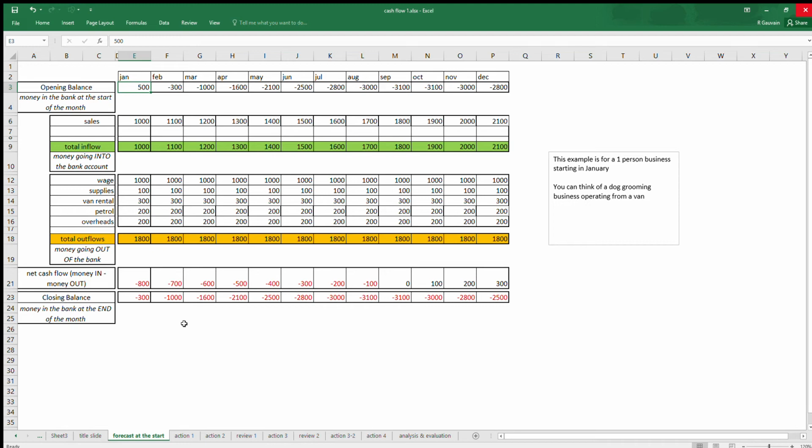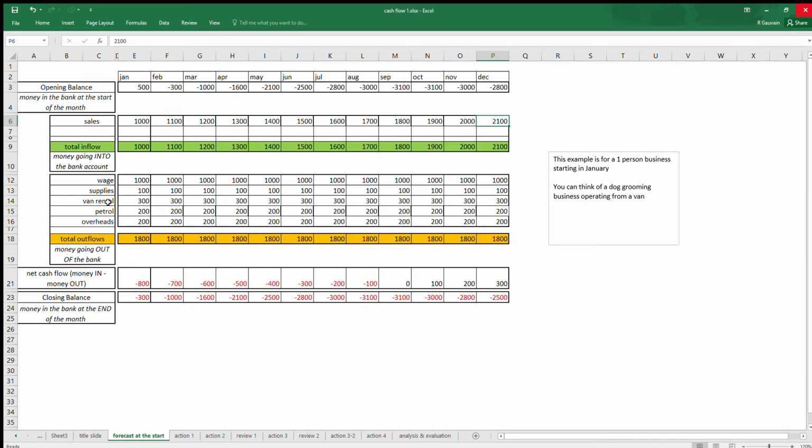Right from the start, we see that even though the net cash flow is positive by the end of the year, providing they manage to increase their sales from £1,000 a month at the start to £2,100 in the last month of the year, the closing balance is systematically negative throughout the year. So this is not a suitable position to be in. Before we even start trading, we need to make some different decisions.